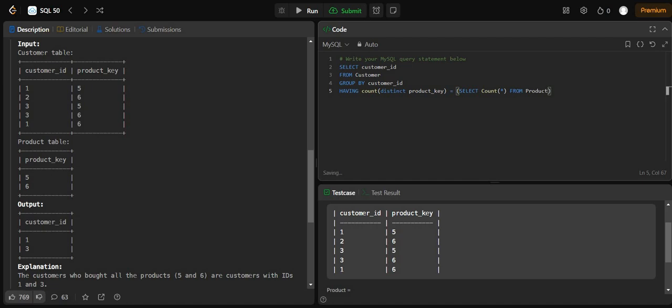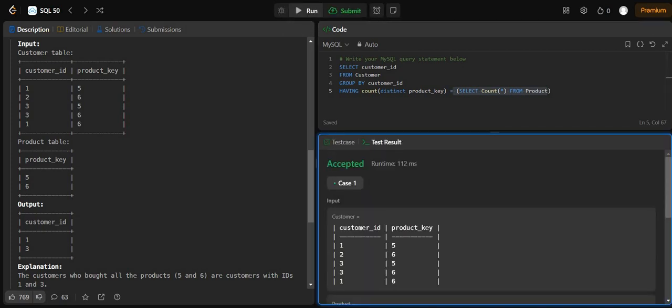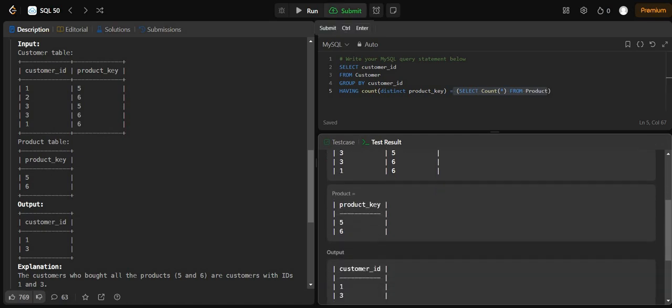So here we use the having clause which checks the count of product keys in customer table, whether it is equal to the total number of product keys present in product table. Okay, we will run this and check if it is correct or not. Okay, so our query is correct and let's submit it.